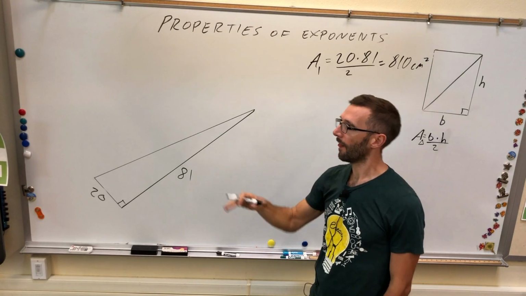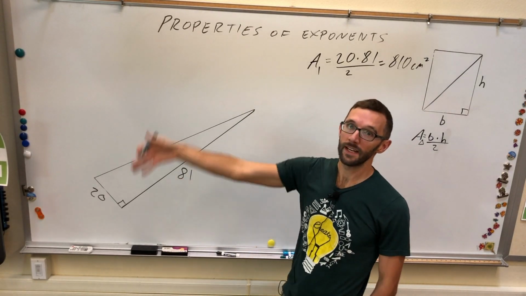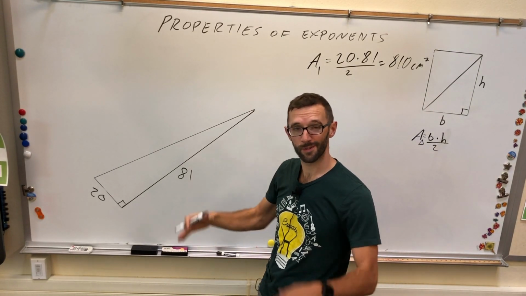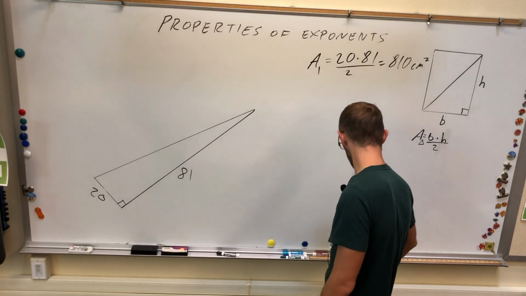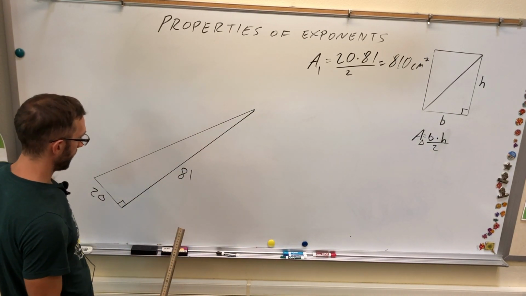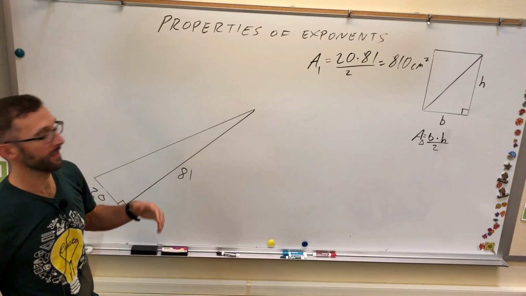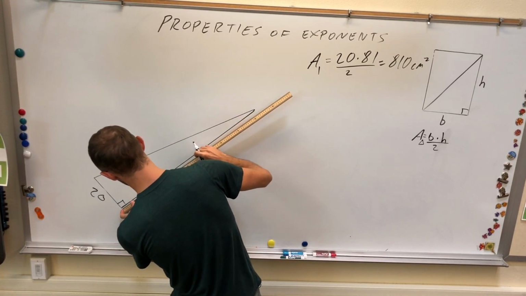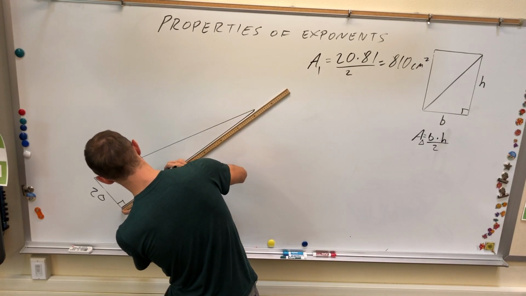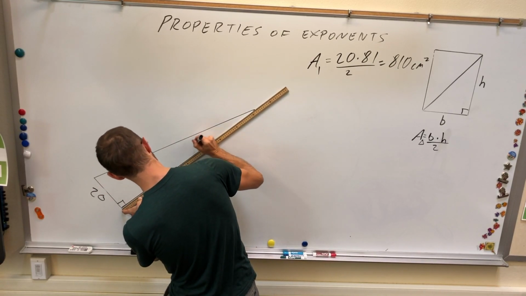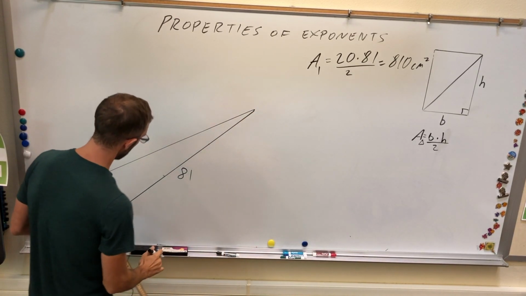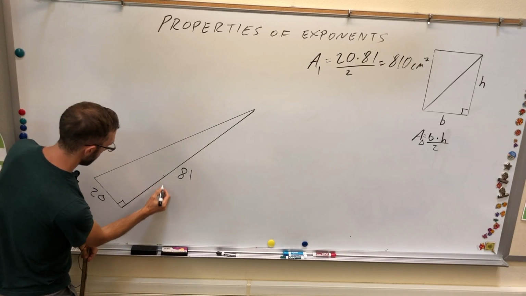So what we're going to do, we're talking exponents, so we're going to take this into thirds. We're going to take the height, and we're going to cut it into thirds, and we're going to take 1/3 of the height. So 81 divided by 3 ends up being 27. Then the other third would be 54. So 1/3 of 81 is 27.